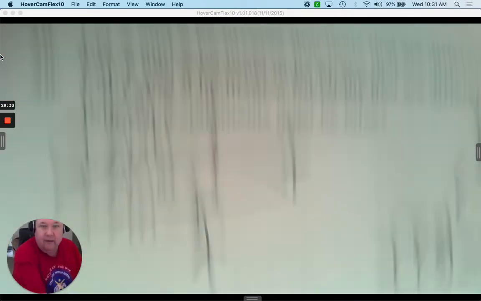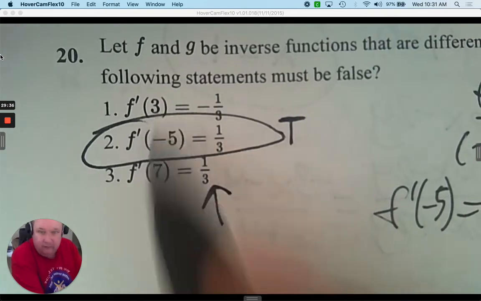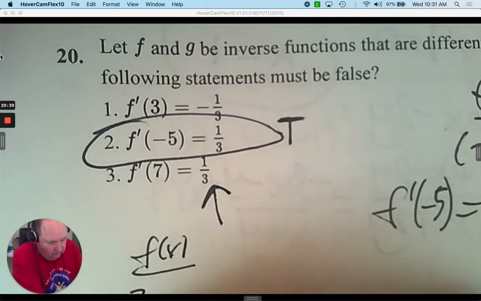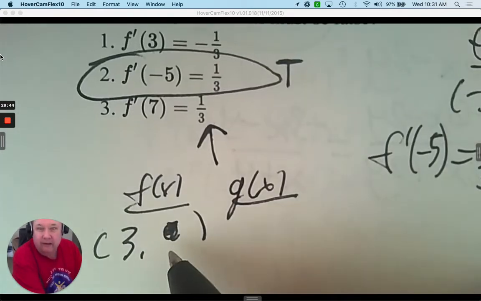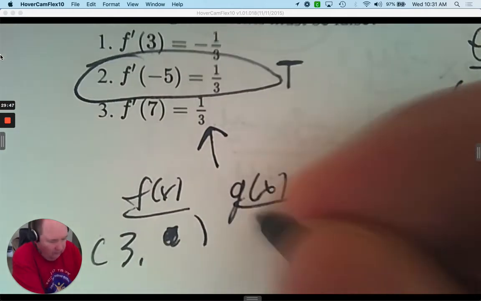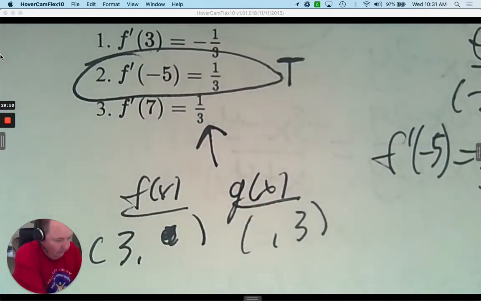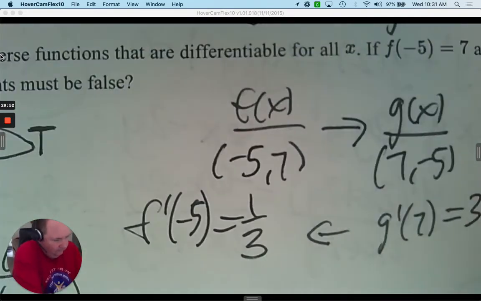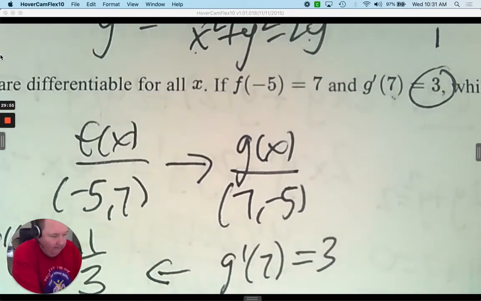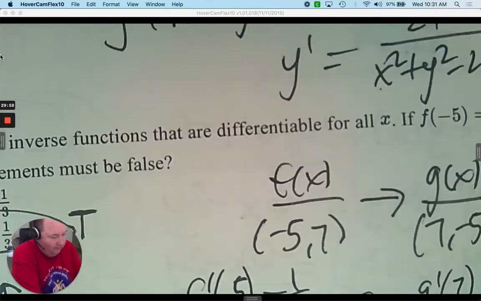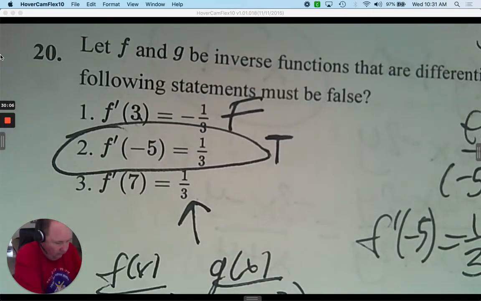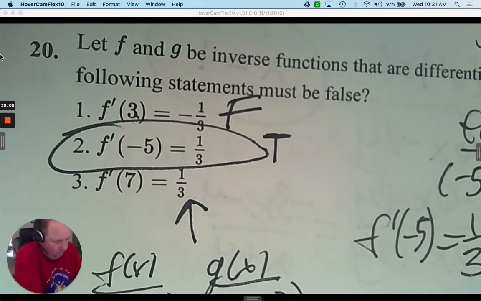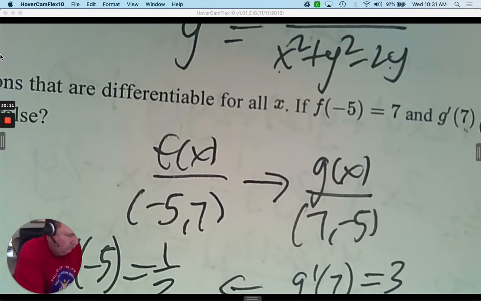Okay. I think I get what I'm doing here. If f at x was 3, I don't even know what g is, but if that's the case, then the y value for g would be 3, which is this one. So this is describing that relationship. So this one must be false, because that answer should be 1/3. Right?